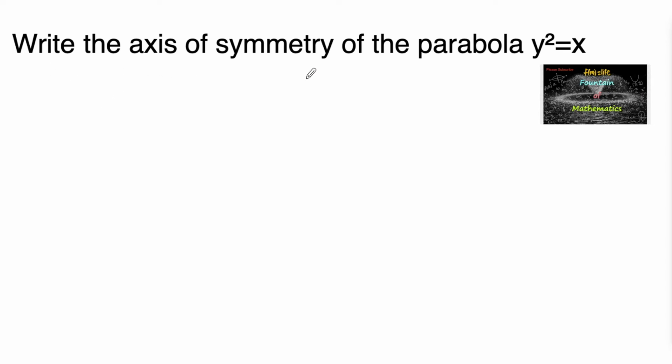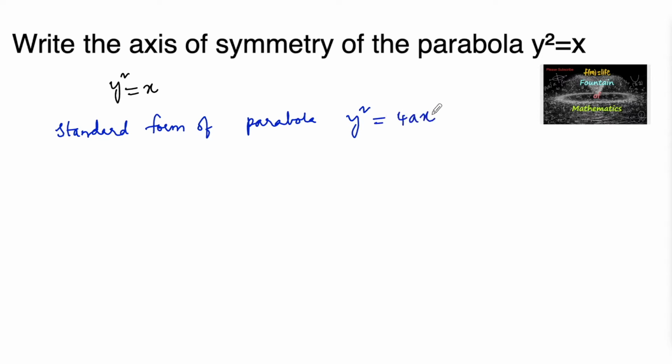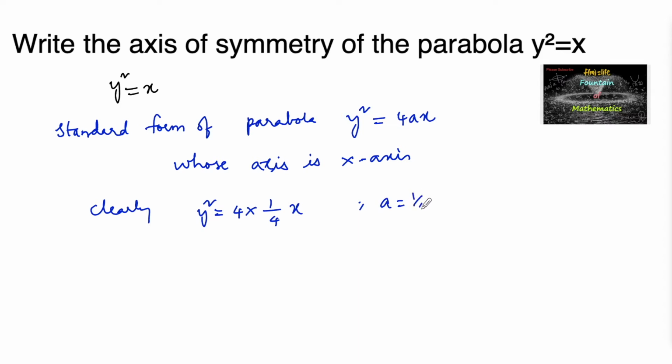Write the axis of symmetry of the parabola y square is equal to x. We know that one of the standard forms of parabola is y square is equal to 4x, whose axis is the x-axis. And clearly here y square is equal to x, we can also write it as 4 into 1 by 4 into x, where a is equal to 1 by 4.